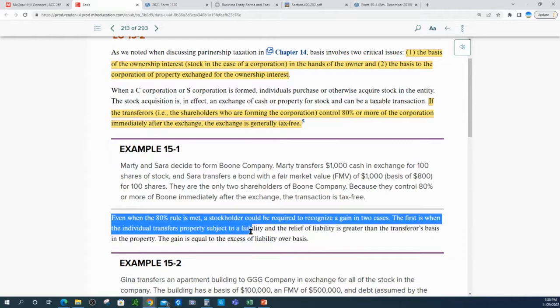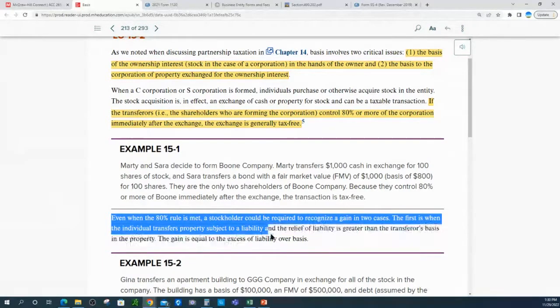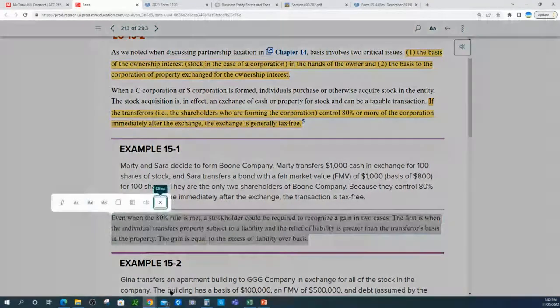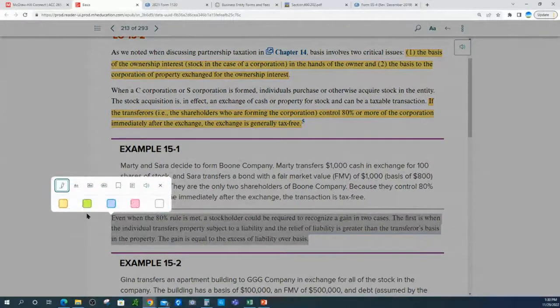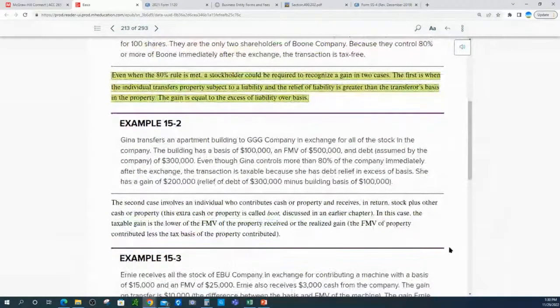When the individual transfers property subject to a liability, that sounds familiar, right? Same with partnerships. And the relief of the liability is greater than the transferor's basis in the property. In this case, the gain is equal to the excess of the liability over basis. All right, so now we're getting into a lot of words here. Let's get an example, so it gives us a little clearer picture.